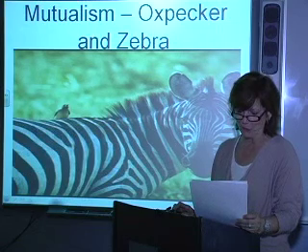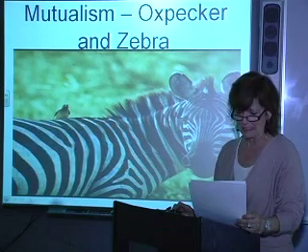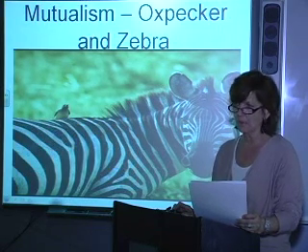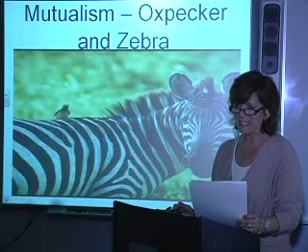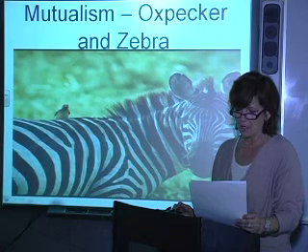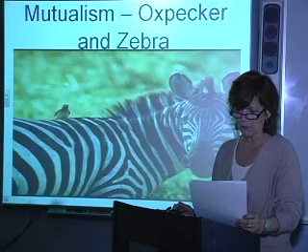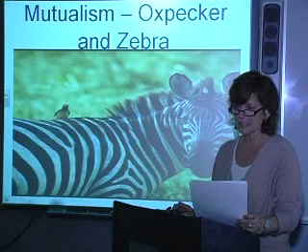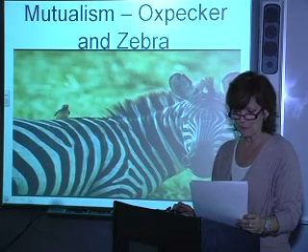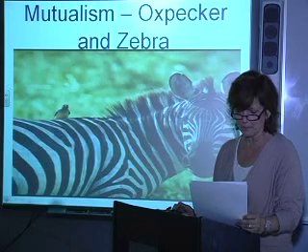Oxpeckers land on rhinos or zebras and eat ticks and other parasites that live on their skin. The oxpeckers get food, and the beasts get pest control. Also, when there is a danger, the oxpeckers fly upward and scream a warning, which helps the symbiont, which is a name for the other partner in a relationship.